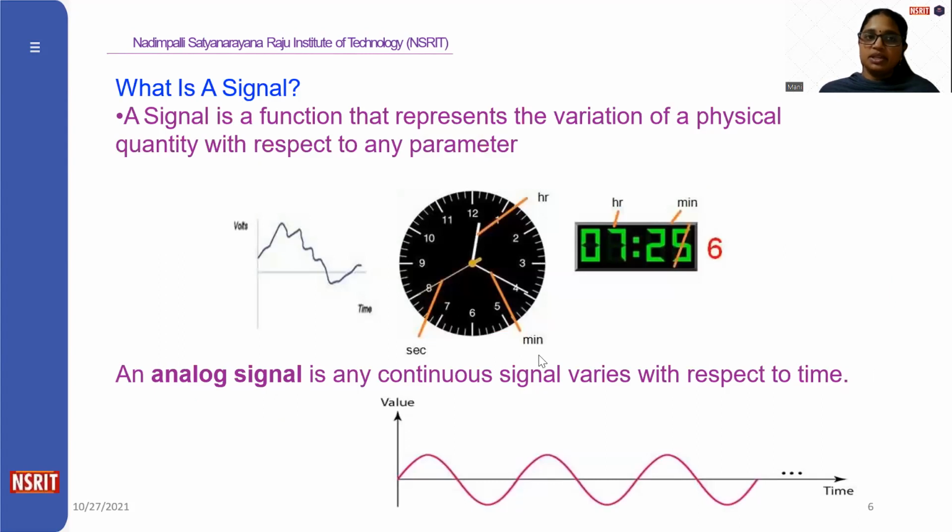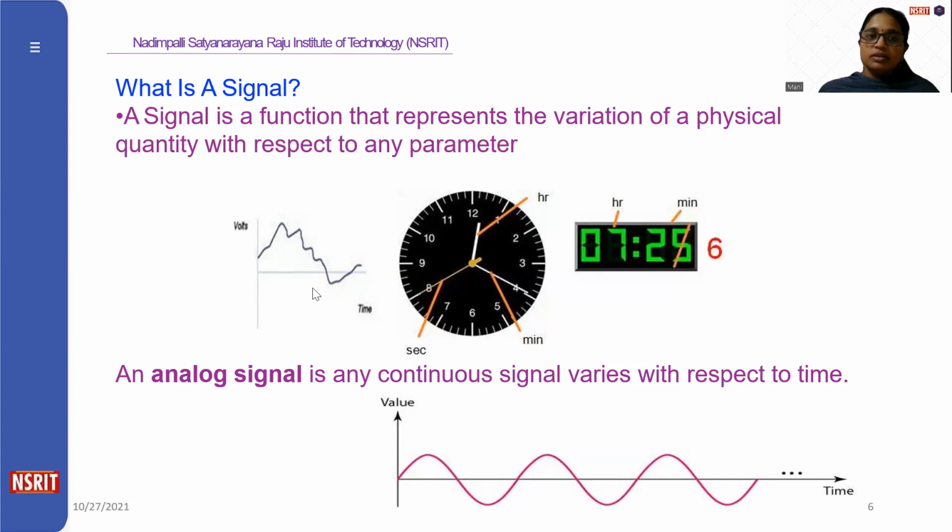So what is meant by a signal? A signal is a function that represents the variation of a physical quantity with respect to any other parameter. So a signal is a function that represents the variation of a physical quantity with respect to any other parameter. Let us consider a clock. Here, time is an independent variable.